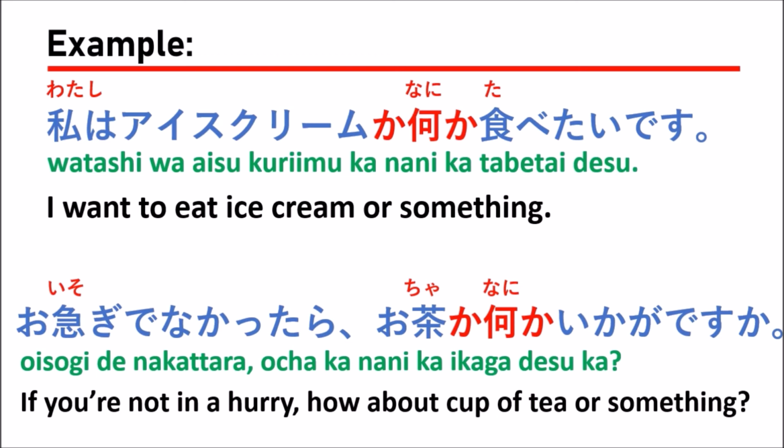Isogi de nakattara, this means if you are not in a hurry, right? Ocha ka nanika ikaga desu ka? Ikaga desu ka means "how about" in English. You can translate this as: how about a cup of tea or something? Maybe you want to drink coffee, right? Coffee or tea or juice, many things. So you can say it like this in Japanese.